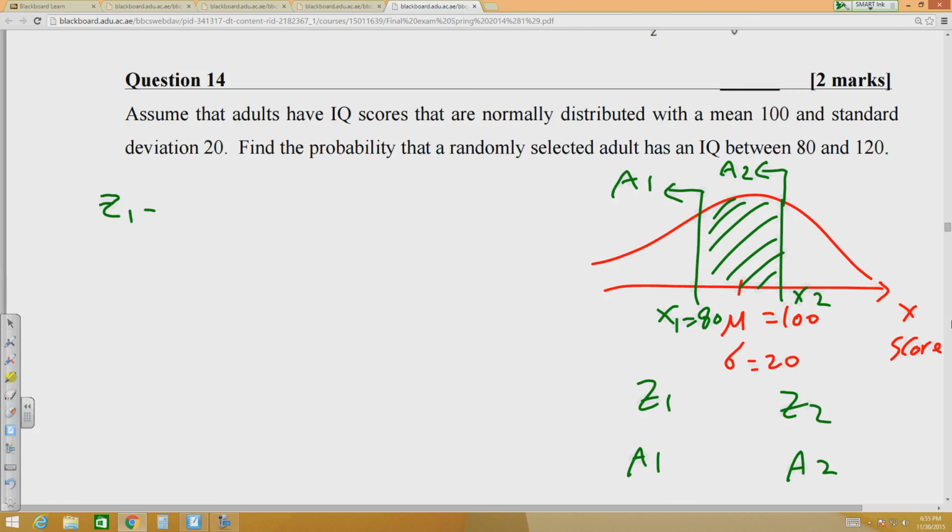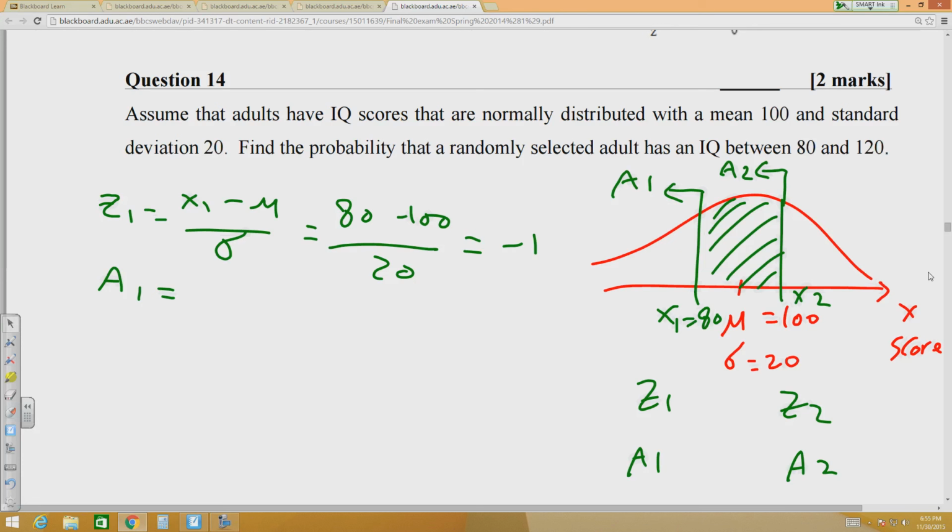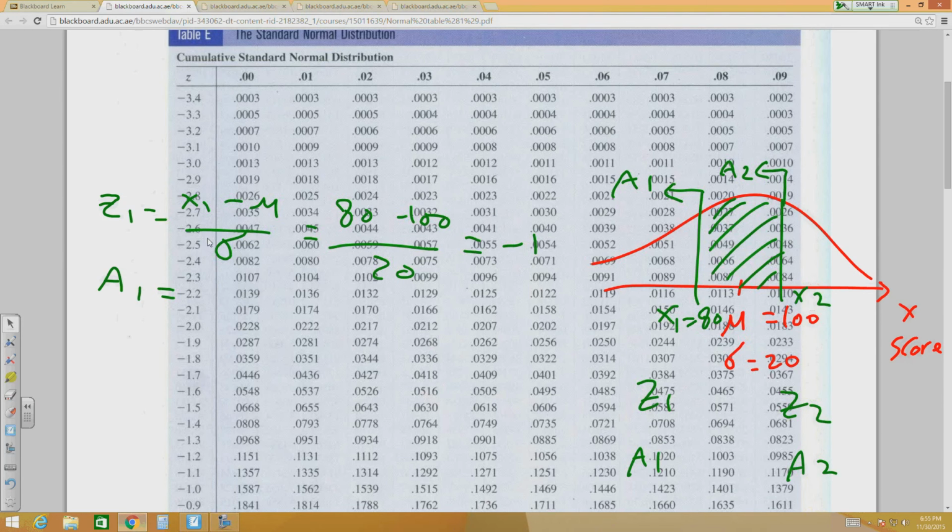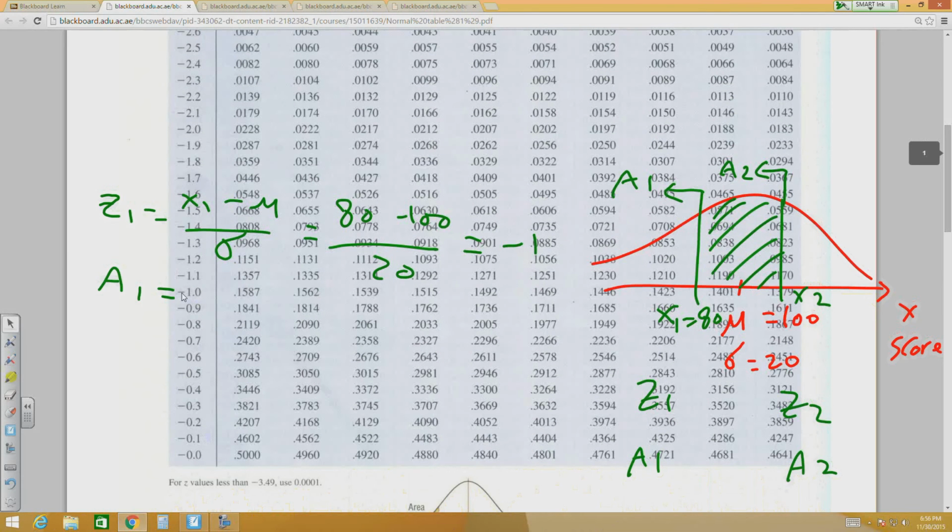Get Z1 equal to x1 minus mu over sigma. And x1 you have, it's 80 minus 100 over 20. So that would be minus 1. Area 1 from the table, if you just go to the table. Okay. Z is minus 1. Look in front of minus 1, what do we have? Minus 1 is going to be here. That's it. Minus 1 here, the area is 0.1587. So area 1 is 0.1587.